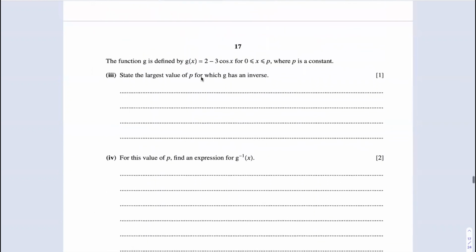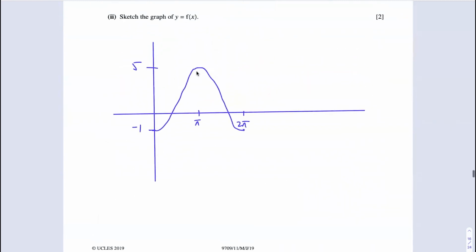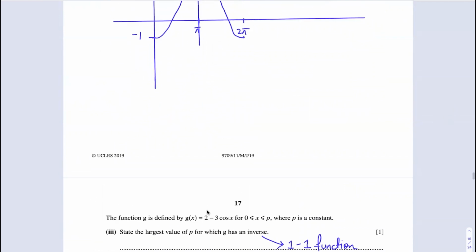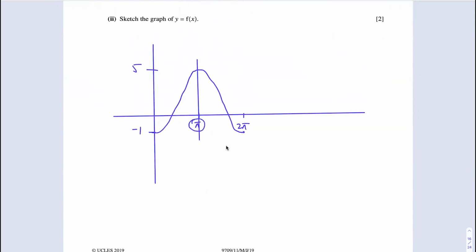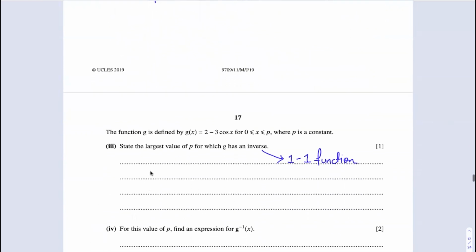In part 3, the function g is 2 minus 3 cos of x. We have to state the largest value of p for which g has an inverse. So for any function to have an inverse, it must be a 1-to-1 function, which means there must be only one value of x for any value of y. So we can see that up till this point, this function is 1-to-1. So the largest value of p would be pi, for which the function will have an inverse. So p would be equal to pi.